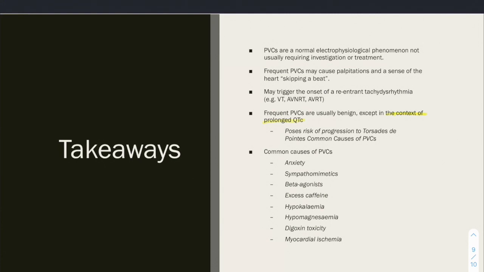And then some common causes of PVCs. We've already talked about our gentleman with digoxin toxicity, but it can happen with anxiety, sympathomimetics, beta agonist use, and excess caffeine. And your run-of-the-mill electrolyte imbalances can also be causes of PVCs.